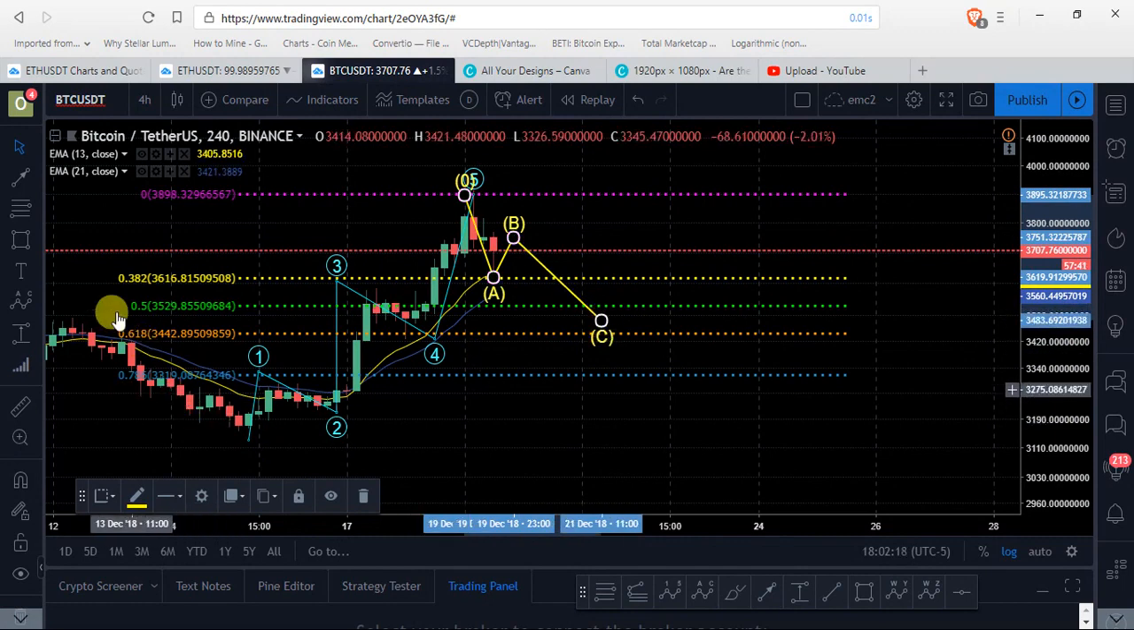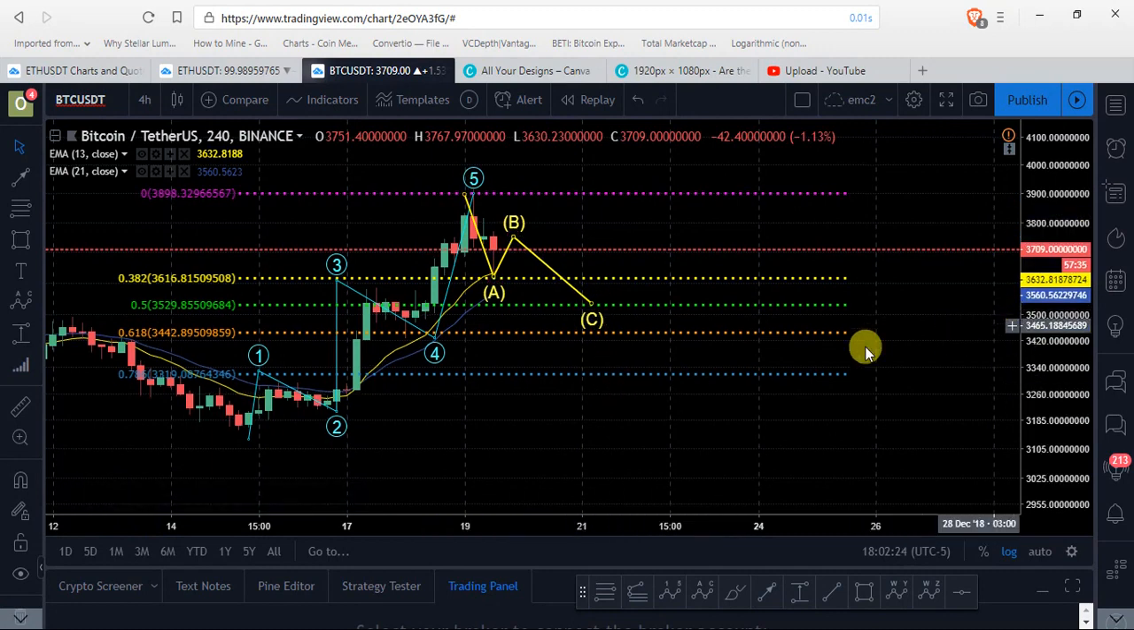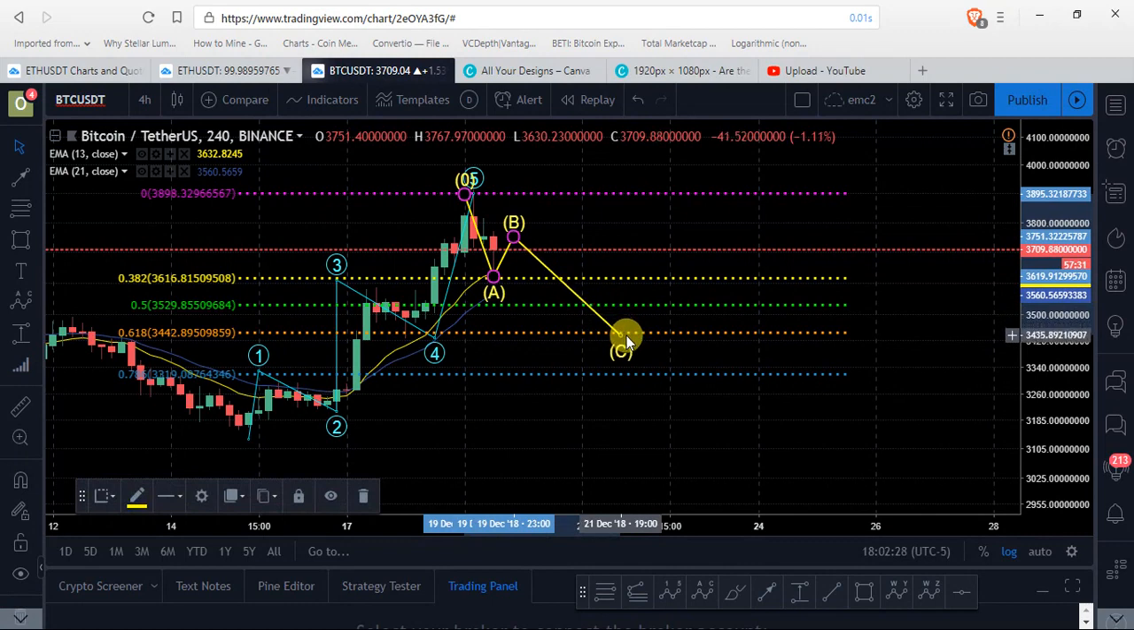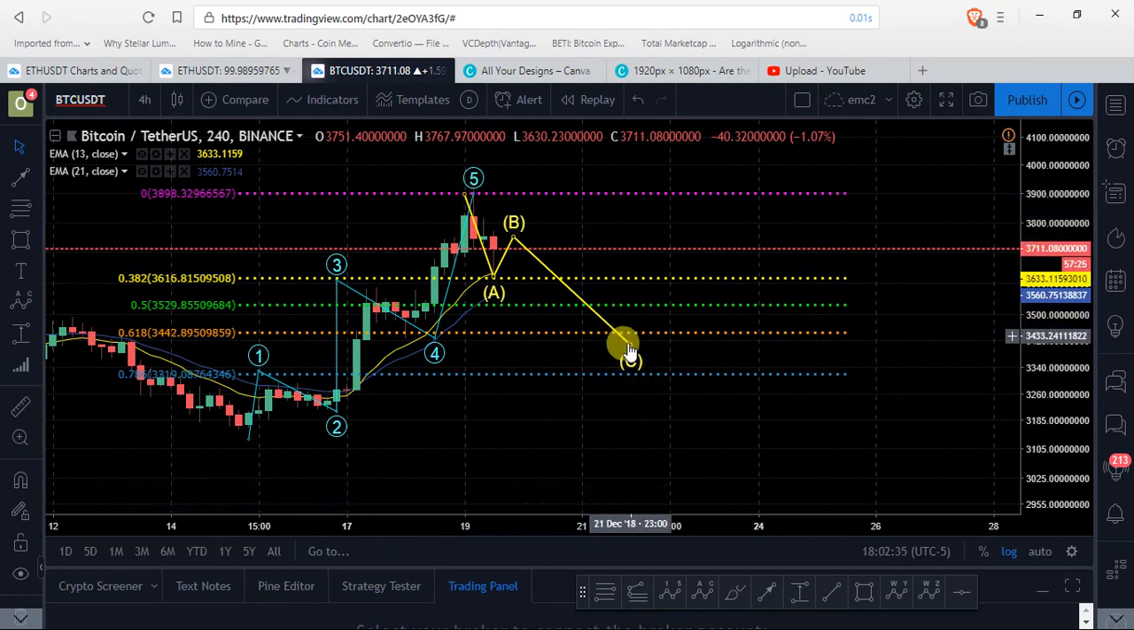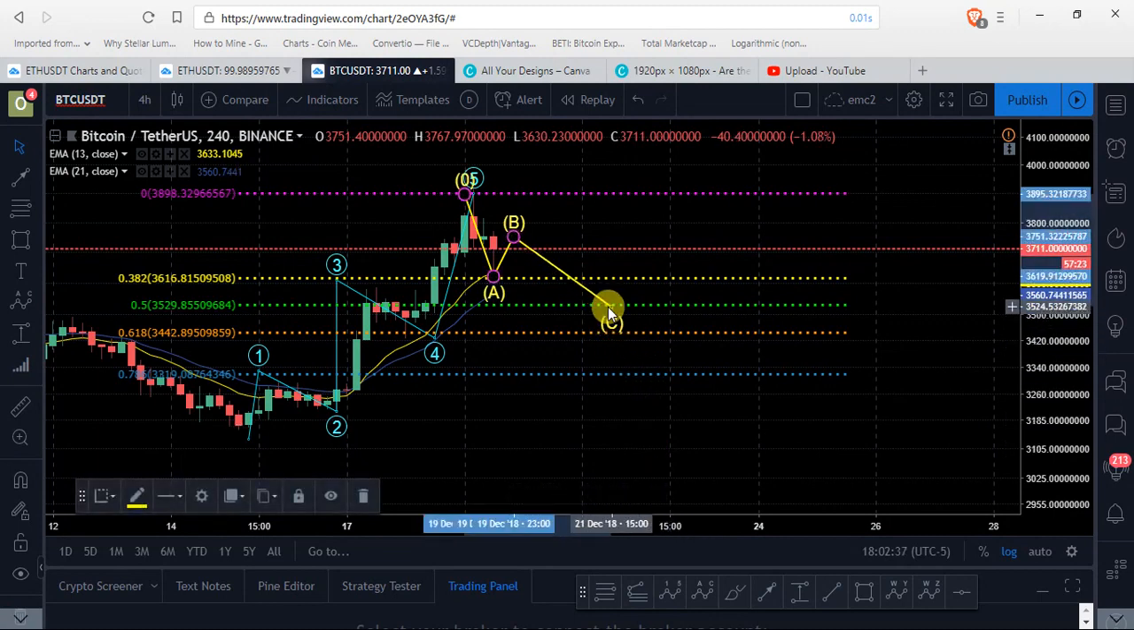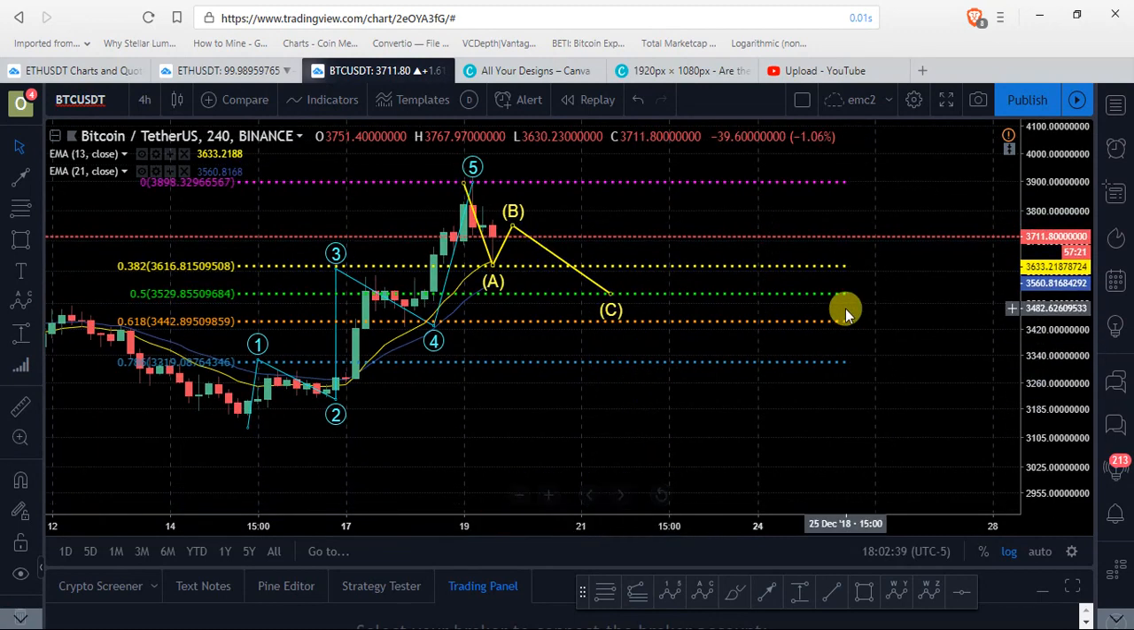I'm not expecting a retracement down to 6.618, but let's just see, right? Because we've got a big momentum. If we retrace down to 6.618, it's going to look kind of ugly, right? But it's very possible. So that's what I'm expecting.